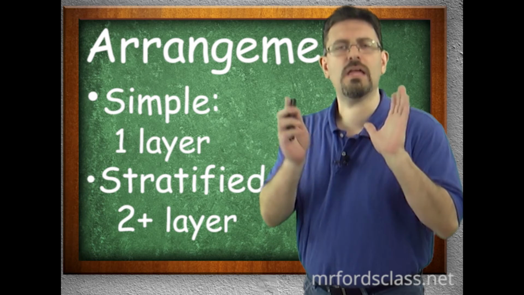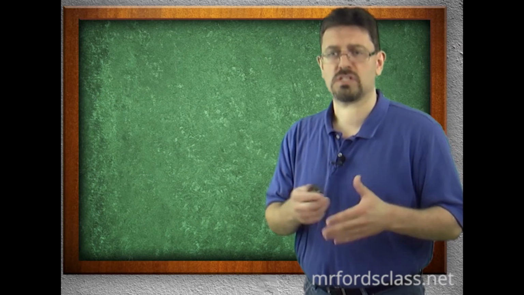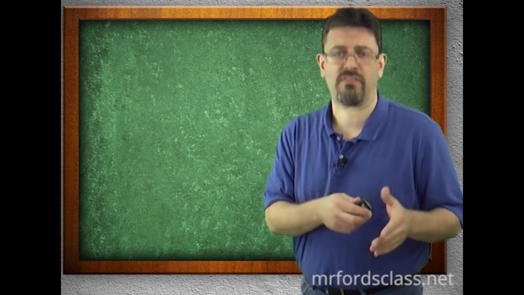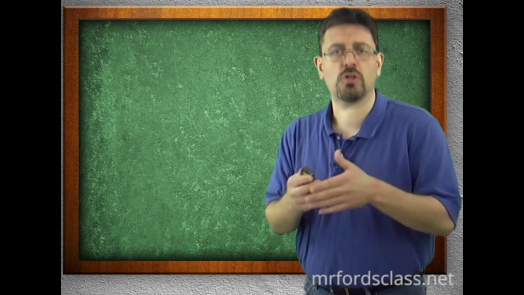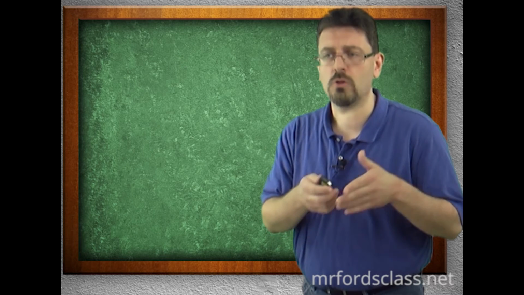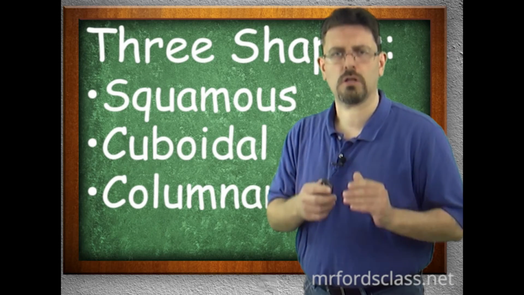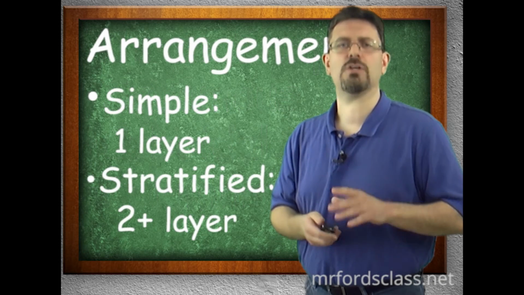So we have the combination now, we can put them together. So we can have squamous, simple, so simple squamous. We could have stratified squamous. We could have simple cuboidal or stratified cuboidal. We could have simple columnar or stratified columnar. So again, squamous, cuboidal, columnar, simple, and stratified.